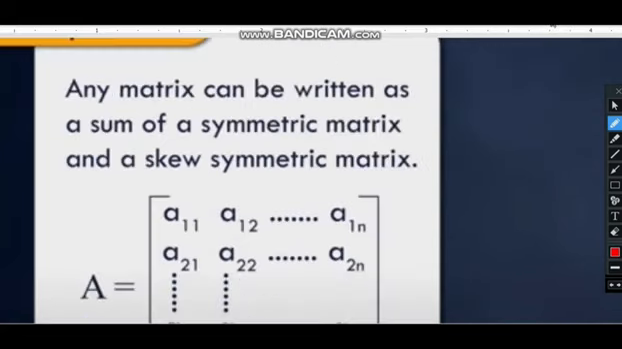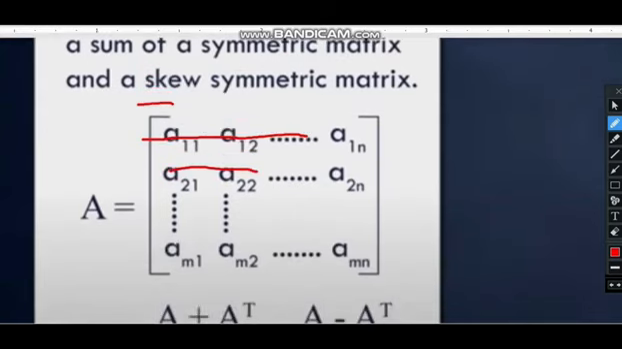Next, very important theorem. The statement of the theorem is, any matrix can be written as a sum of a symmetric matrix and skew symmetric matrix. This is the very important theorem. Based on this theorem, we will be doing problems. So we will be given a matrix, A matrix.